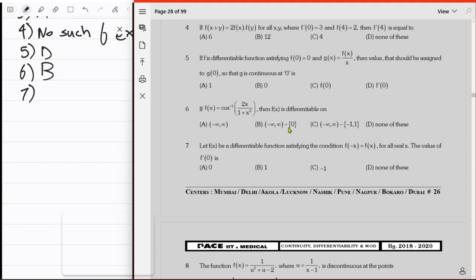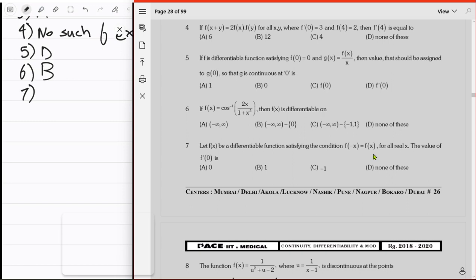Seventh: let f of x be a differentiable function satisfying the condition. This condition is an even function, for all real x. The value of f dash of 0 is... okay, so d by dx of this thing is equal to d by dx of this thing, right? Because LHS is equal to RHS. Yes, for all x, that's the main point.